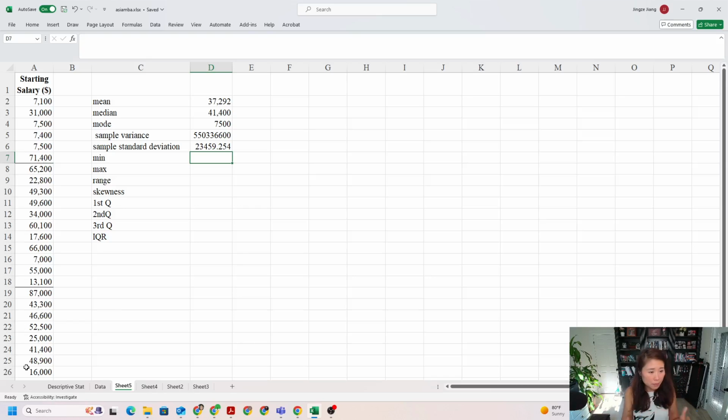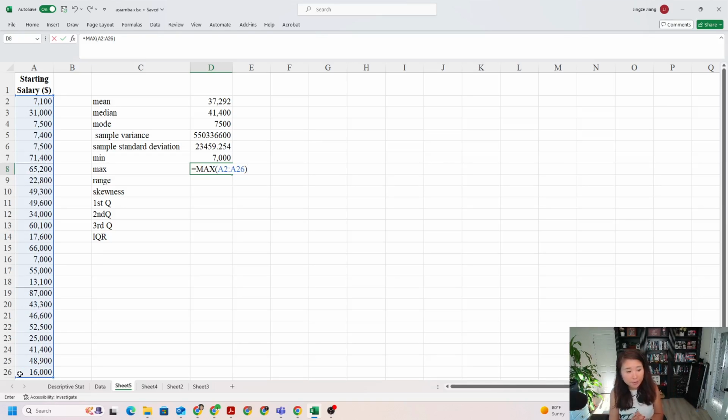So what is the minimum value in your data set, and what is the maximum value in your data set? For minimum, it's equal MIN, parentheses, and then select all your data, close the parentheses, and then push enter. So you got the minimum. For the maximum, what is the largest value in your data set? You just type MAX, parentheses, select A2 to A26.